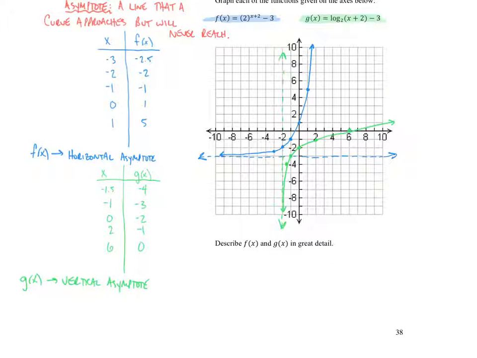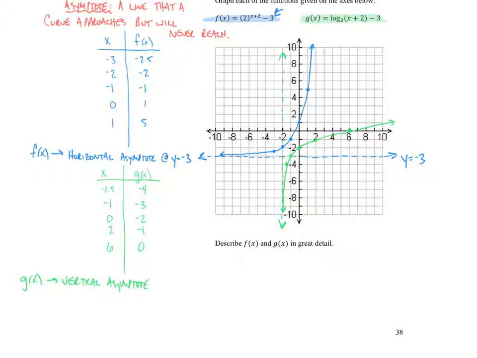This f of x function's equation is 2 to the x plus 2 power minus 3. And I notice that its horizontal asymptote is at y equals negative 3. And that's a big thing to point out. This is the line y equals negative 3. And you'll notice that it has a negative 3 in one part of its equation as well. So its horizontal asymptote is at y equals negative 3.